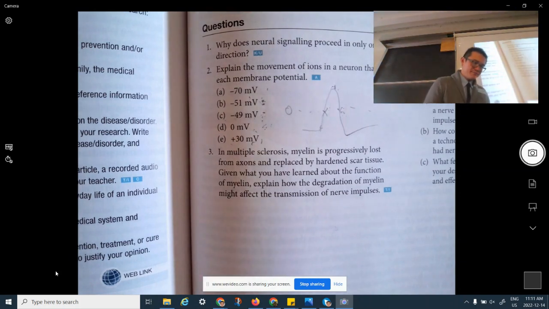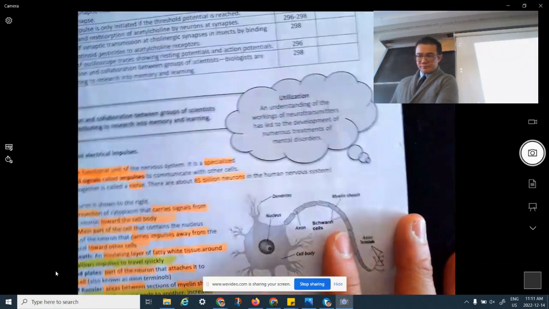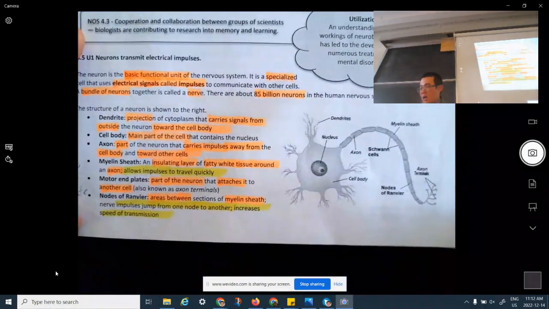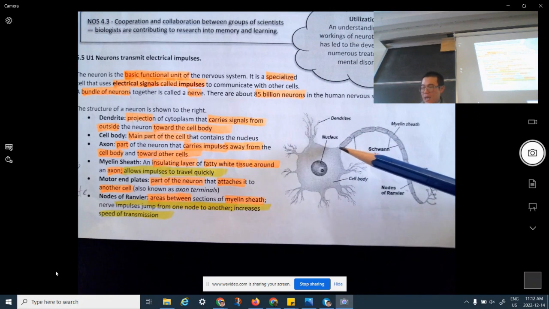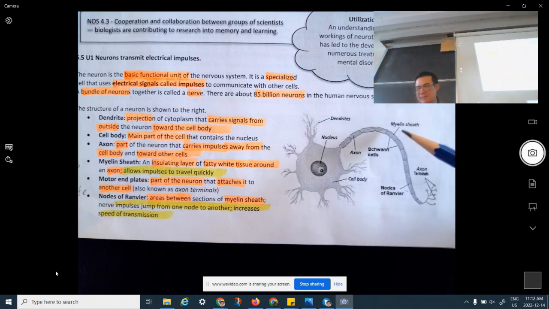Okay, if there are no more questions, let's look at an overall view of what we have learned so far. We have learned about the structure of the neuron, and yesterday we talked about action potential, depolarization, and all that. Basically, we've been talking about when the neuron is stimulated, and the nerve impulse travels down the axon.